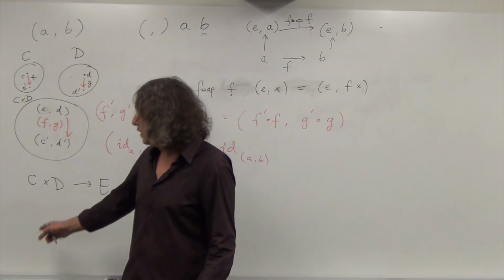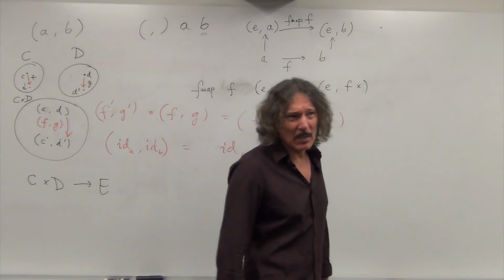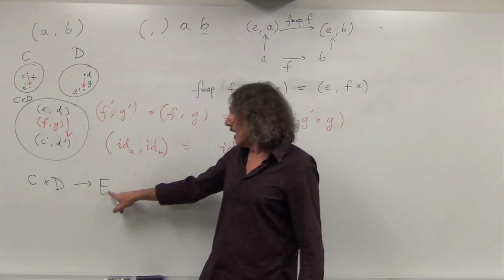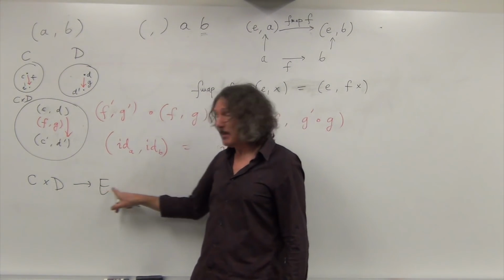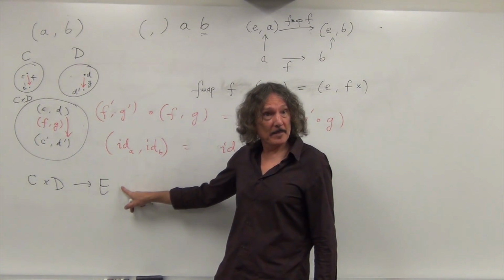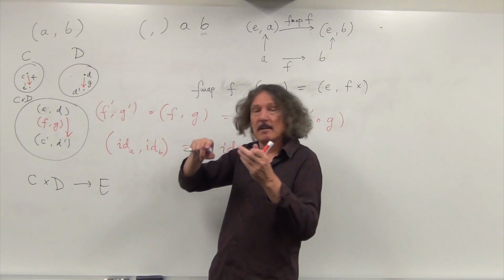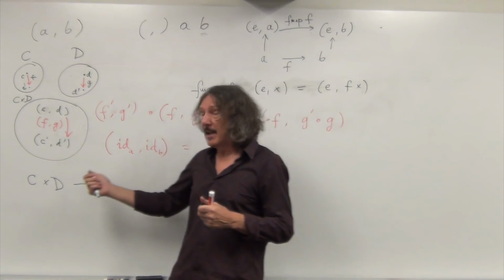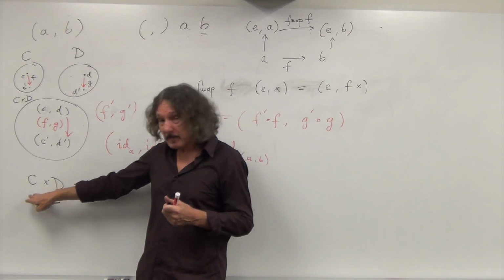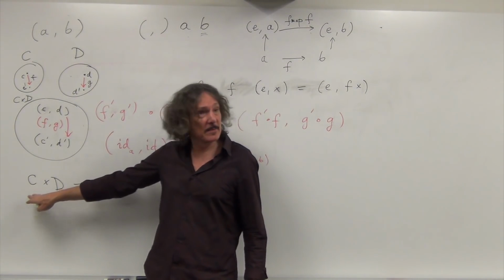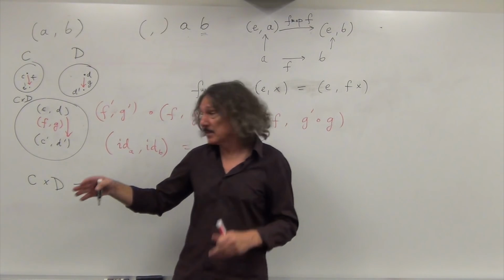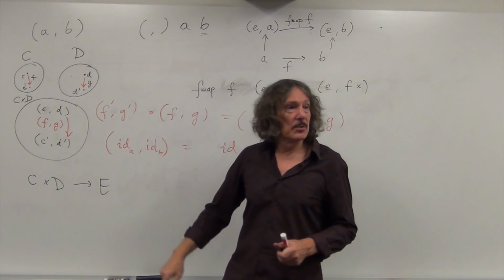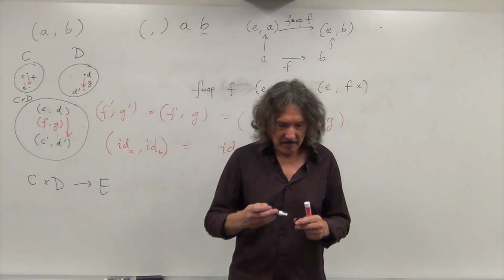But then I can look under the hood and see, okay, so what does it really mean? Oh, it means that for every pair of objects, I pick an object here, right? So it maps a pair of objects from C and D to an object in E. And on morphisms, a morphism in C cross D is a pair of morphisms. So it maps a pair of morphisms from C cross D into a morphism in E.